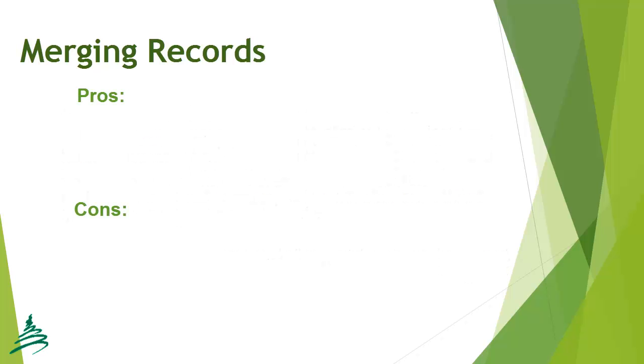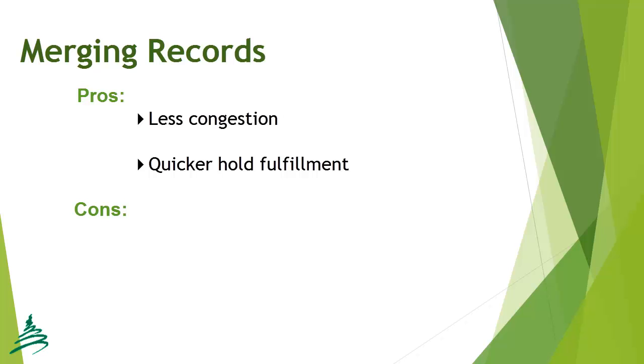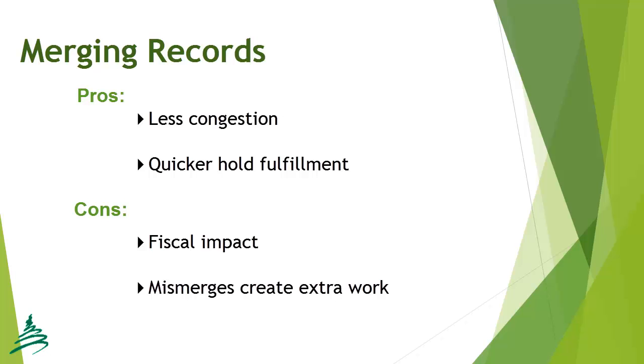There are a couple pros and cons to this. Some pros: the catalog is less congested, and holds are more likely to be fulfilled in a timely manner where there are more copies to choose from. A couple cons: it can cost the consortium money. Once we begin sending out records for authority control, we pay per record, and having duplicate records means we'll be paying more than once for essentially the same record. Also, if merging is done incorrectly, items end up on the wrong record and they will have to be moved, which causes more work for us catalogers.